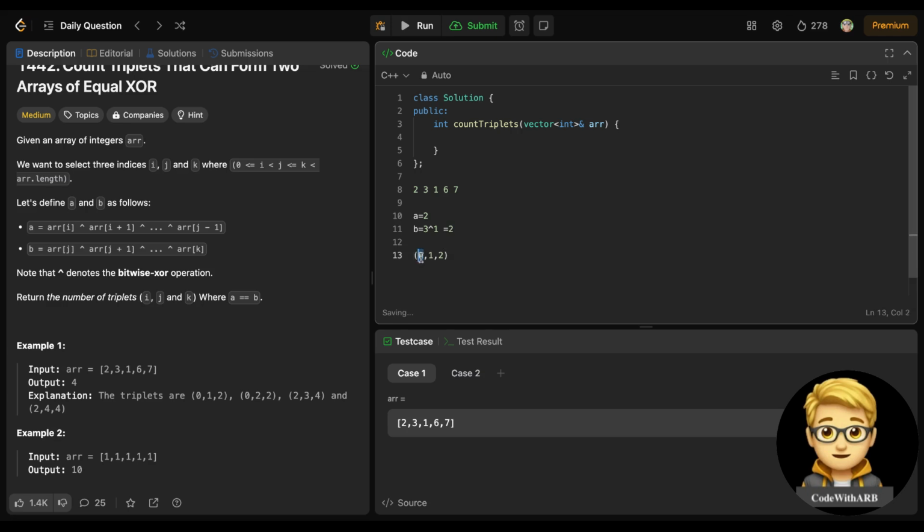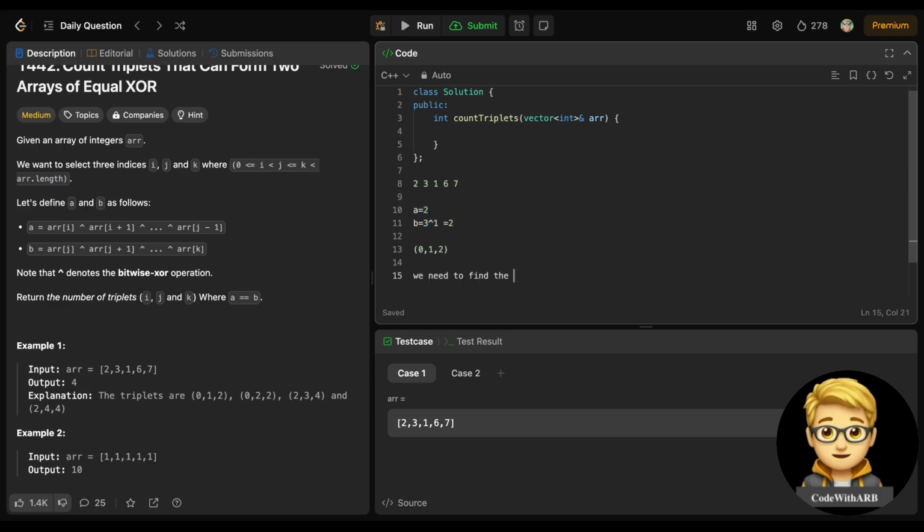So we need to take the XOR from arr[i] to arr[j-1]. It means from 0 to 0 the XOR is 2, and from 1 to 2 its XOR is 2. So a is equal to b here. That's how we need to find the count of triplets forming two equal XORs, right? This is the question we need to solve.